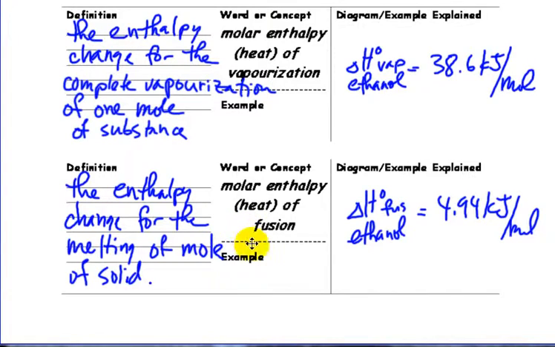Fusion, going from solid to liquid. So the enthalpy change for, in layman's terms, melting 1 mole of solid into a liquid. And we can look at ethanol's enthalpy of fusion value there, 4.94 kilojoules per mole. Okay, so there you have it. That's booklet 16.3.